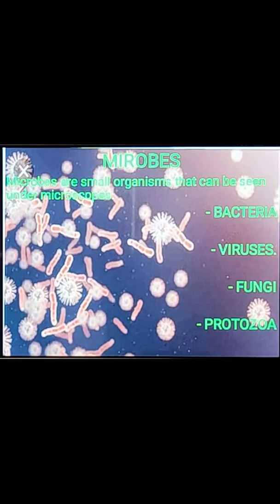So microbes or microorganisms are small organisms that can be seen under microscopes. It has been written that microbes are small organisms that can be seen under a microscope only. That means microbes are very small organisms that cannot be seen with our naked eyes. We can't see microorganisms with our normal eyes, so we need to use a microscope in order to see them.